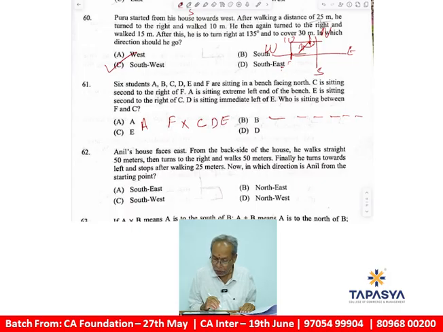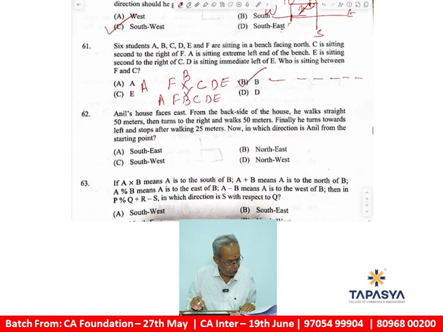Who is sitting between F and C? There is one person missing, that is B. So you can put B here. A, F, B, C, D, E is the final seating arrangement of the given condition. Now the question: who is sitting between F and C? Between F and C, B is sitting. Therefore the right answer is B.